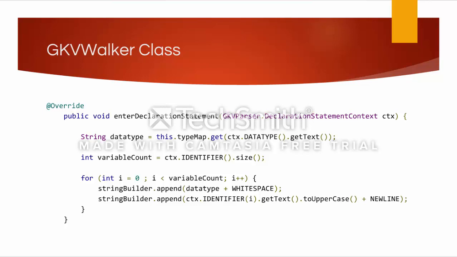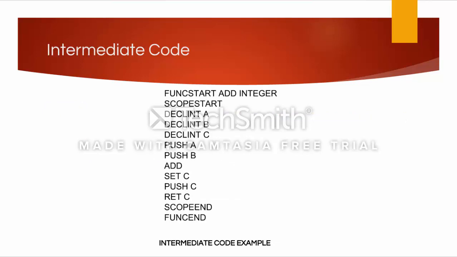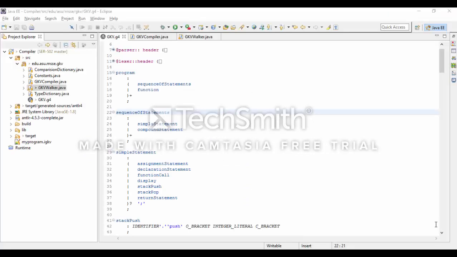A listener is a class in Java which triggers a method when a particular parse rule is matched. This is an example for intermediate code for function definition. A program in our language is a series of statements or functions.